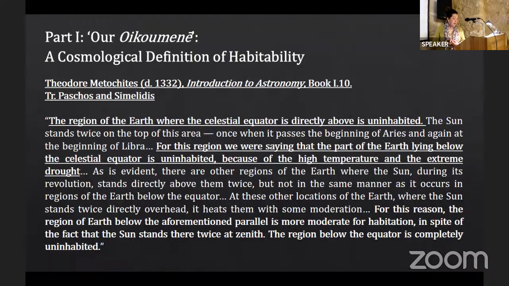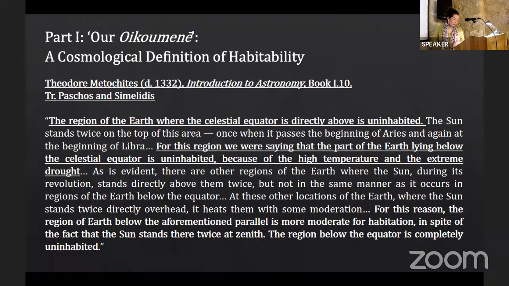"As is evident, there are other regions of the earth where the sun, during its revolution, stands directly above them twice, but not in the same manner as it occurs in the regions of the earth below the equator. At these other locations of the earth, where the sun stands twice directly overhead, it heats them with some moderation. For this reason, the region of Earth below the aforementioned parallel is more moderate for habitation, in spite of the fact that the sun stands there twice at zenith. The region below the equator is completely uninhabited."